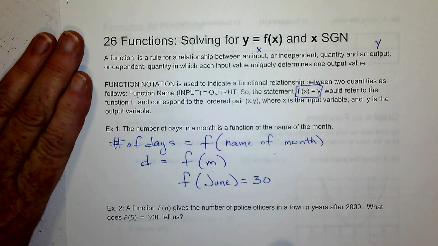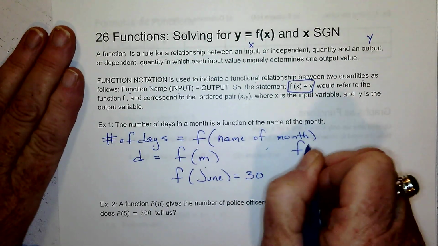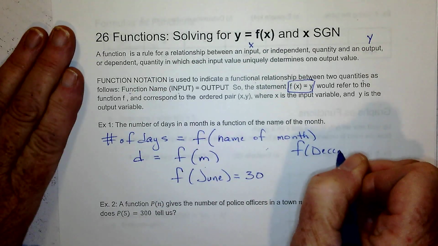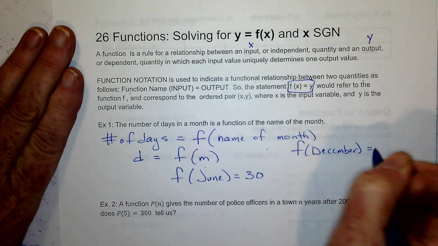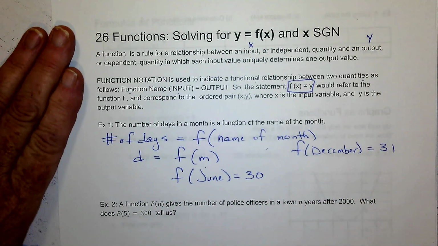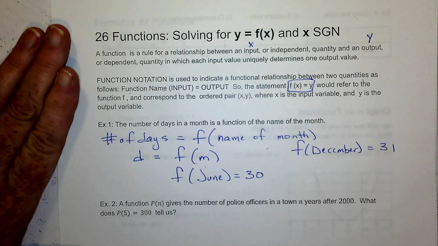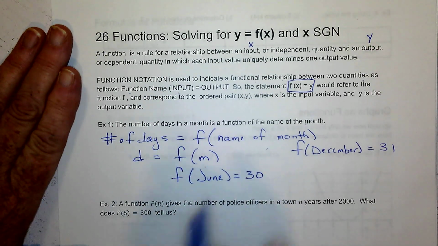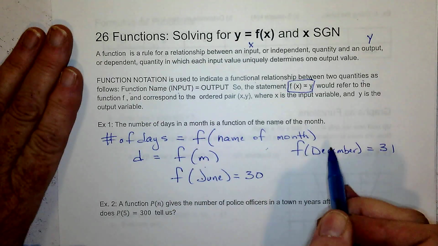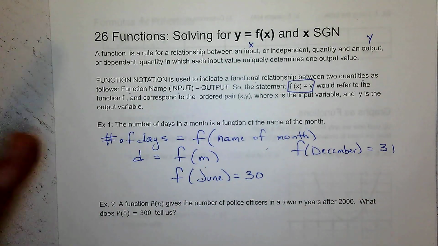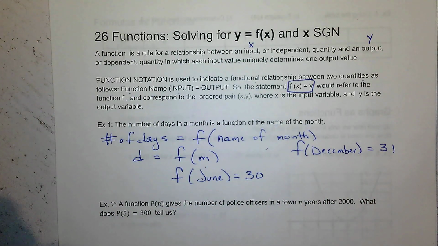Say you were born in December. Then the function of December is going to be equal to 31. We're not going to talk about February. February's got its own issues, and we're not going to even play with it. So this is a function because each one of the months only has one answer for the number of days in that month.